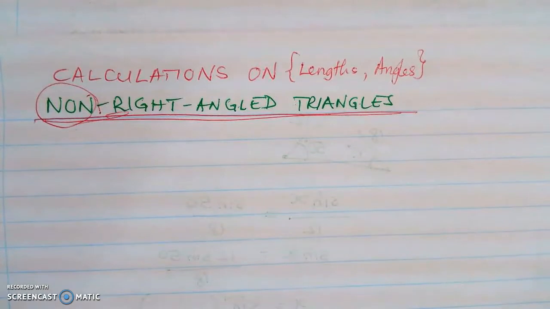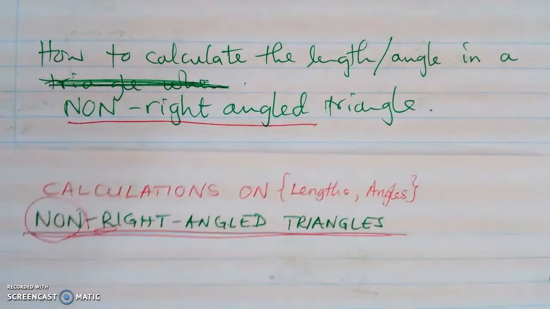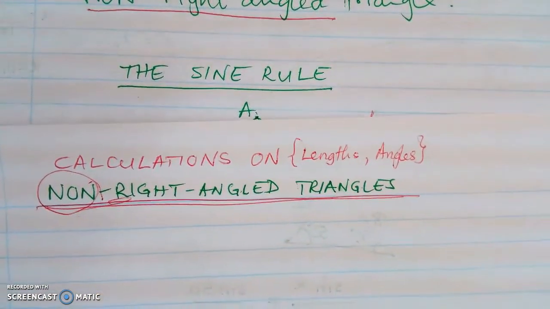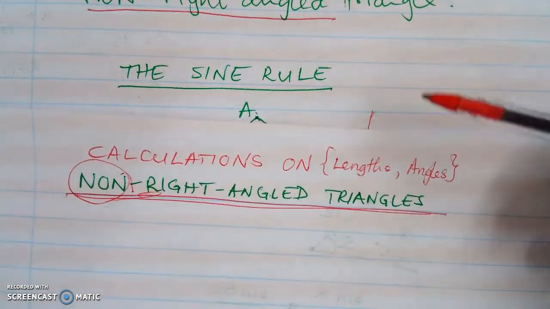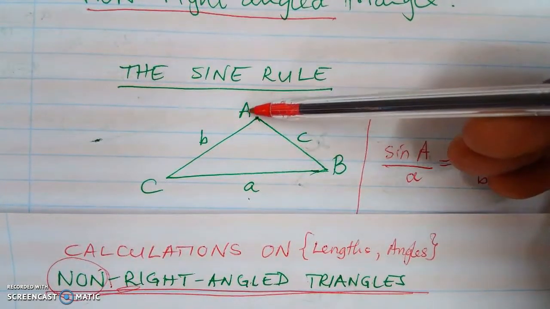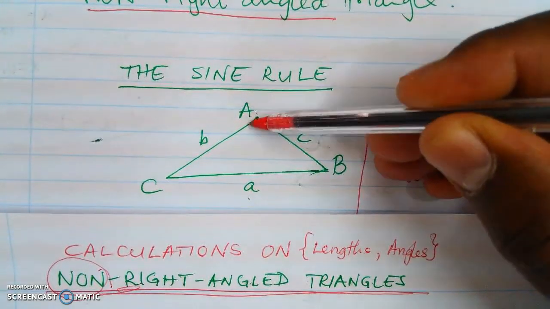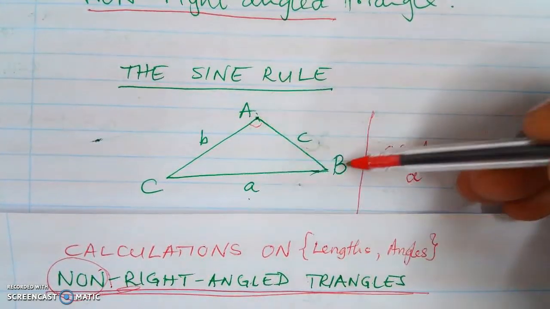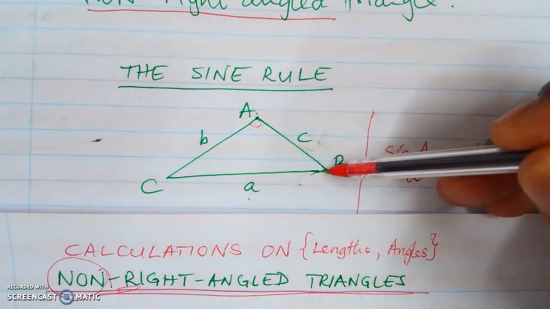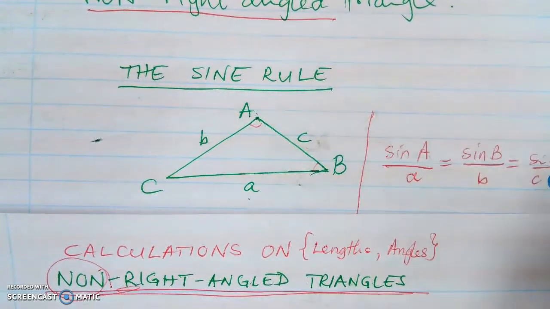We shall now look at the first rule on calculations of lengths or angles in triangles that have no 90-degree angle in them. The first rule is what's called the sine rule. The sine rule states that if you have a triangle ABC, whereby the length facing angle A is A, the length facing angle B is B, and similarly C there.